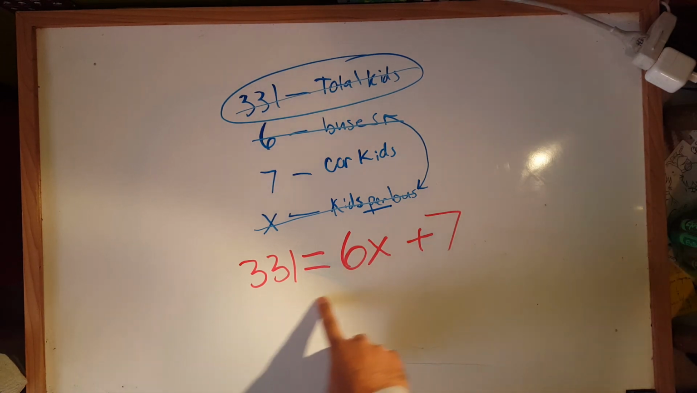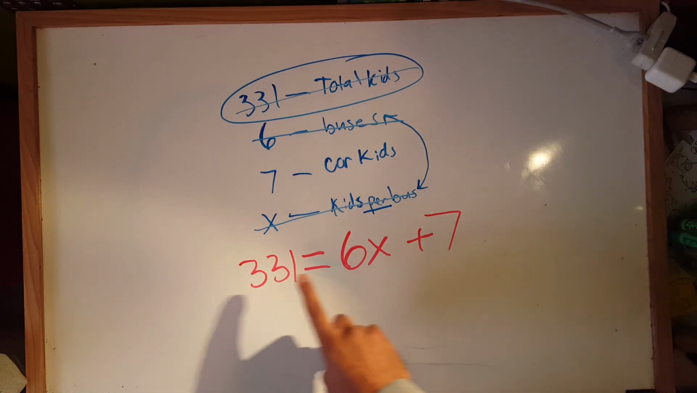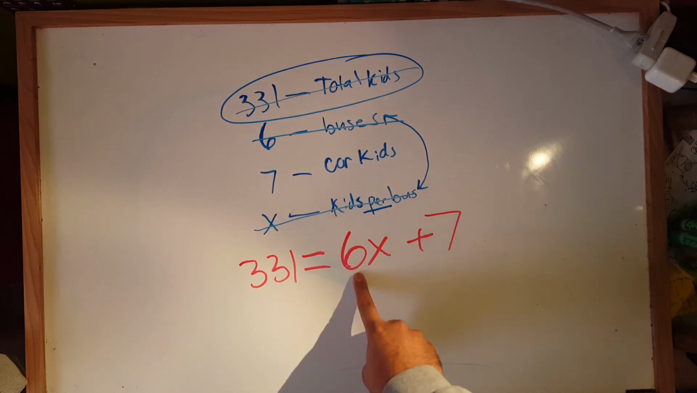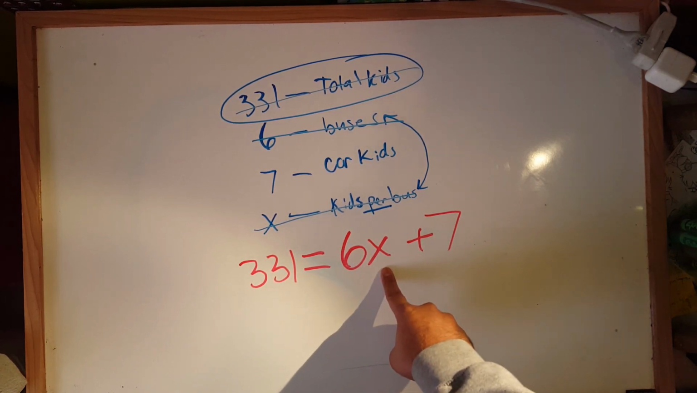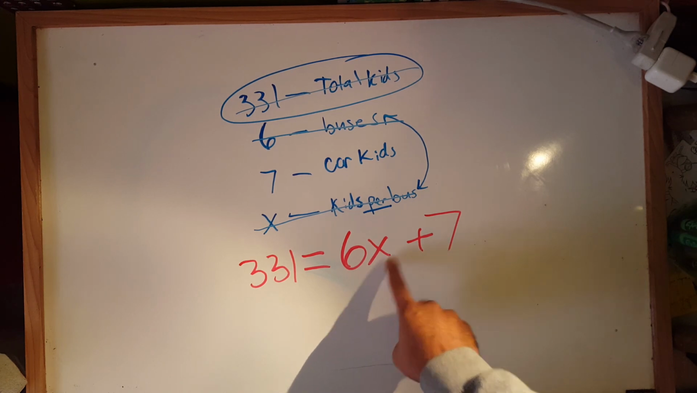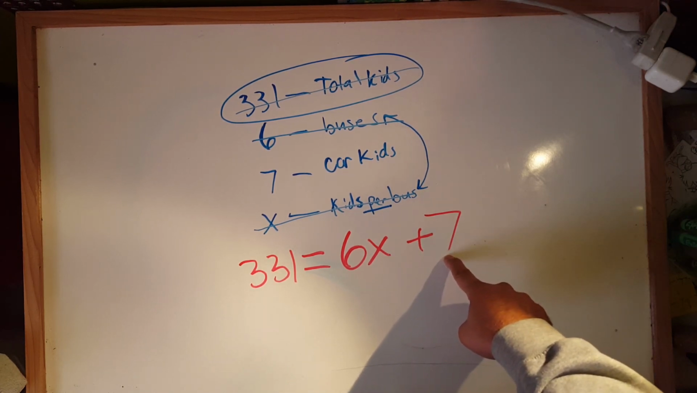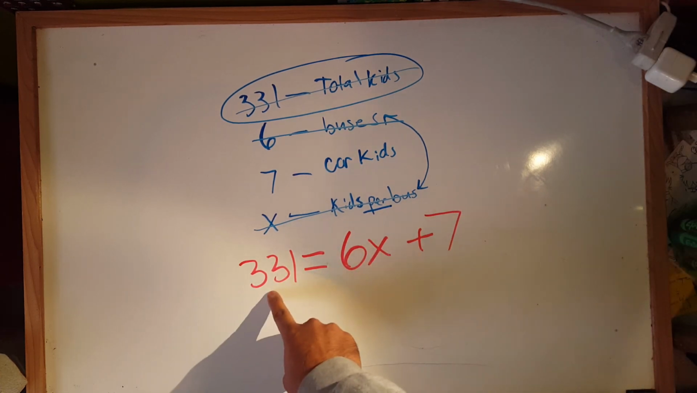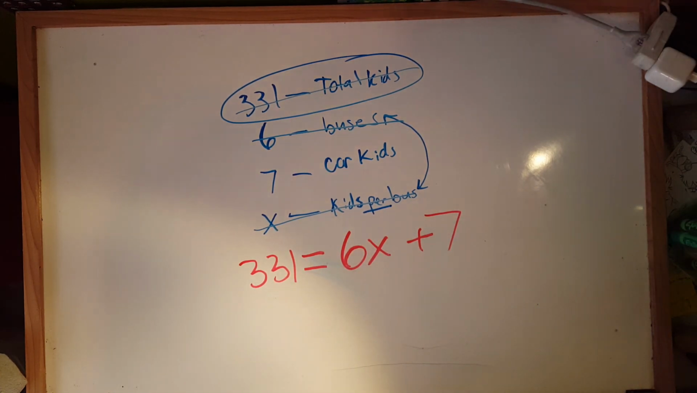So now from here, we should be able to tell the whole story. I have 331 total kids, and to get there, I have 6 buses with X kids per bus, plus the 7 that didn't go on the bus, that went in the cars. So all these combined are going to give us 331 total kids. Okay?